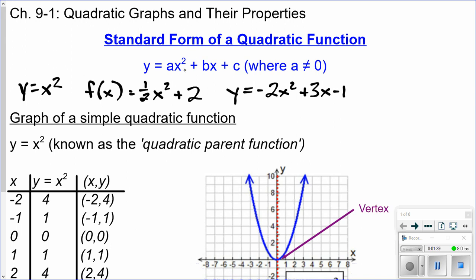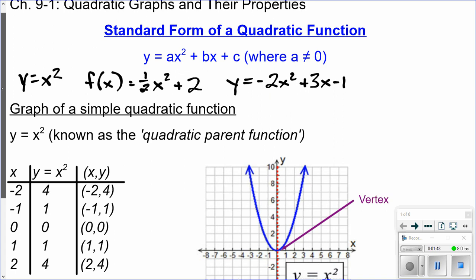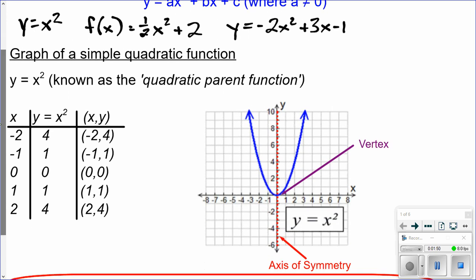Again, the key thing is it has to have an x squared in it. If it doesn't have an x squared, it's not a quadratic function. So let's look at a graph of a simple quadratic function. So this is as simple as we can get, right? Y equals x squared. The value of a is 1. There is no bx or c. This form is known as the quadratic parent function. So the simplest form we can have of a quadratic is called the quadratic parent function.